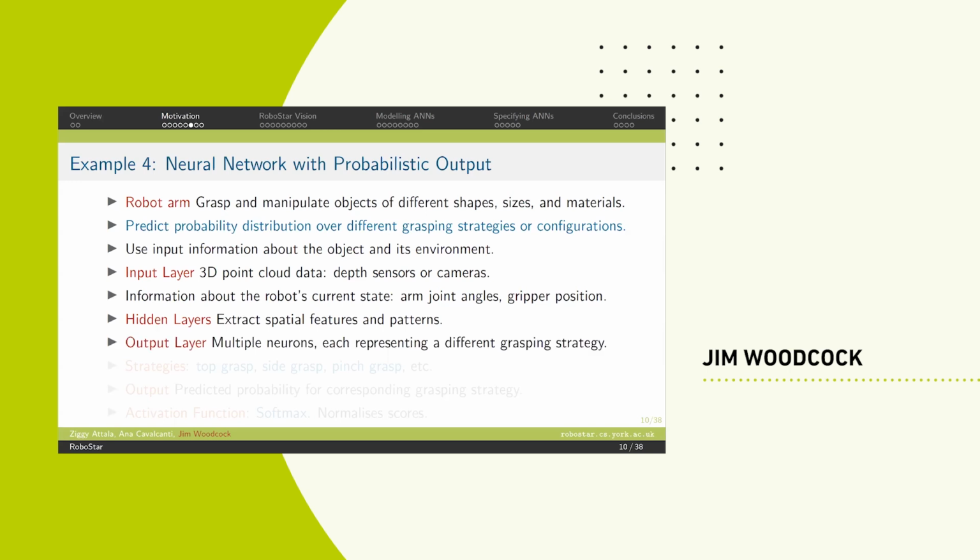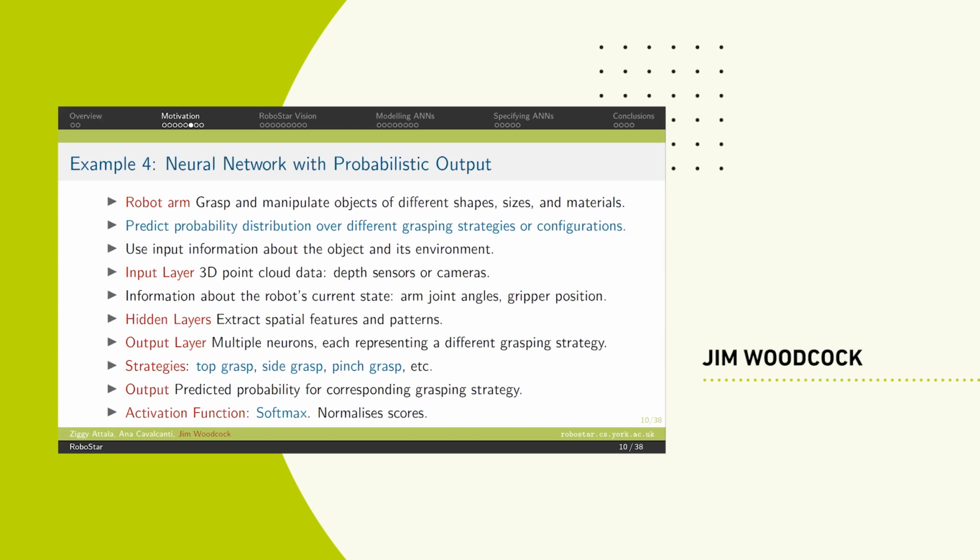And then the output layer has multiple neurons, and each represents a different grasping strategy. So if I have these inputs, what's the probability that a top grasp is going to be a better strategy than a pinch grasp? So the strategy is top grasp, side grasp, pinch grasp, and so on. And many strategies we might be able to use. And so the output is the predicted probability for the corresponding grasping strategy.